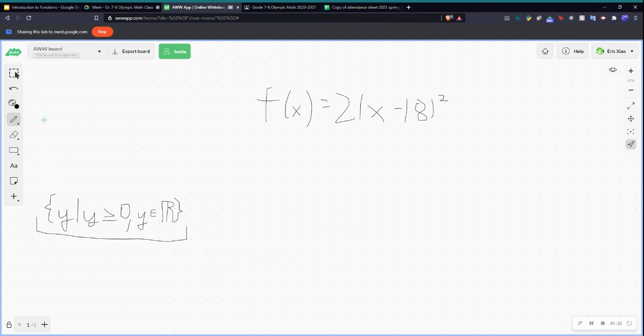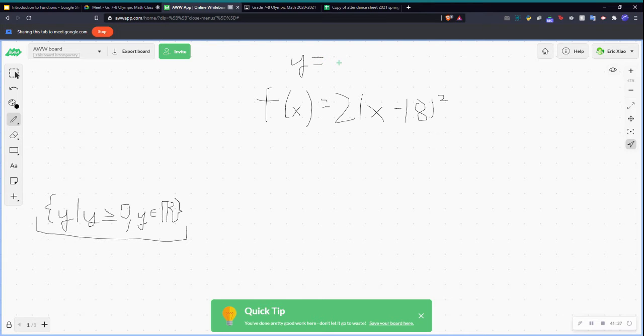Also, I should write down the base function so you guys understand how to find the transformations. So the base function for this one would just be x squared. Even though it's x minus 18 squared, once you square it out, you would get an x squared. So that's your base function.